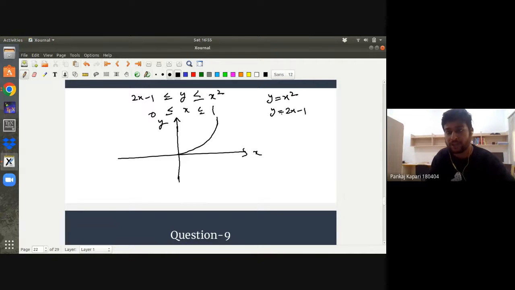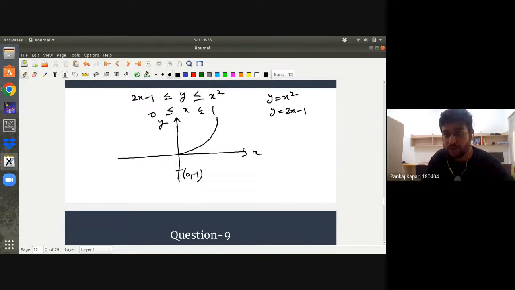Okay, now draw the second graph, which is y equal to 2x minus 1, and that is a straight line. Note that you just find two points that it passes through. Put x equal to 0, you will get y equal to minus 1. So let's say this is the point 0 comma minus 1.